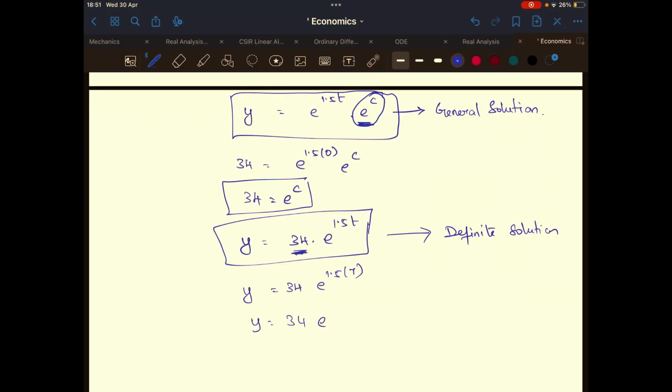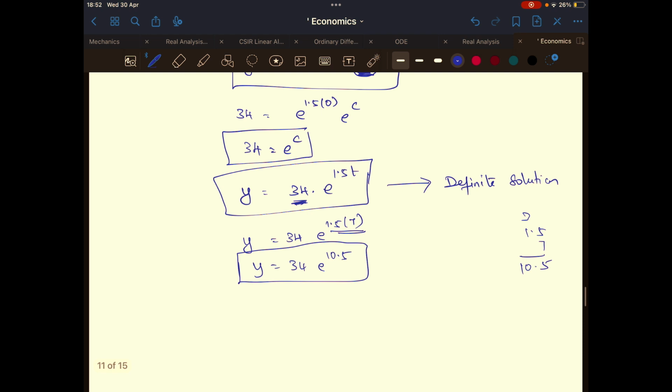Please use the calculator. I have already taught you in this class how to find this. In case you have doubts, you can ask me. First multiply 7 into 1.5, so it is 10.5. So 34 into e power 10.5. In the calculator use exp or e and then press 10.5, or 10.5 then e, depending upon your calculator model, and you get the answer. Then multiply with 34 and you will get the final answer.